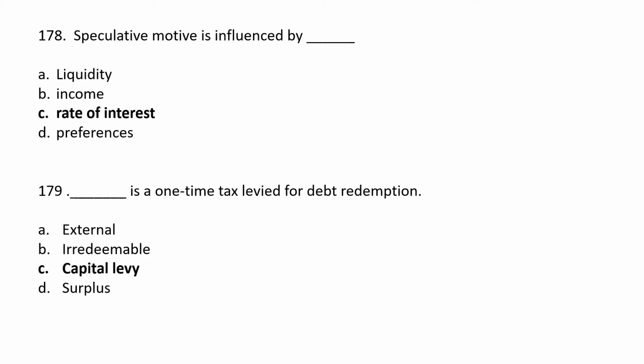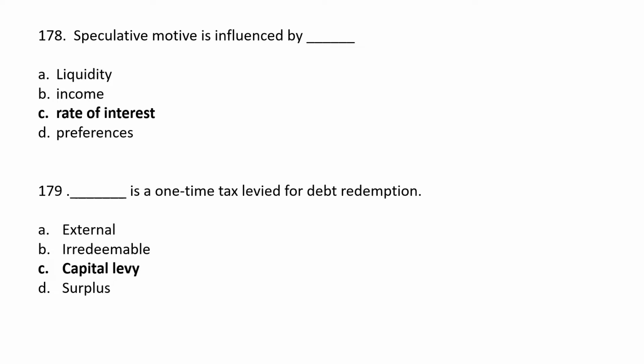Speculative motive is influenced by dash. Option A liquidity, option B income, option C rate of interest, option D preference. Correct answer is option C rate of interest. Speculative motive is influenced by rate of interest.